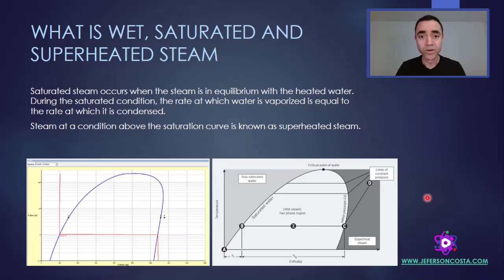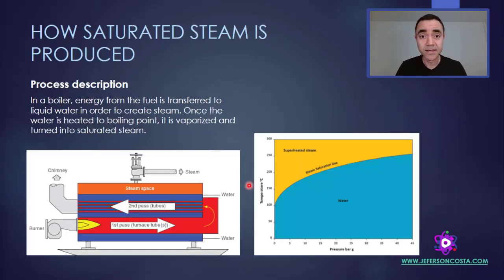Now that you know what steam is and which types of steam are available in the industry, let me share with you how the saturated steam and also the superheated steam are produced in the industry. There are different ways and equipment to produce saturated steam, but there are some fundamentals that are important for you to understand in order to be familiar with this process.